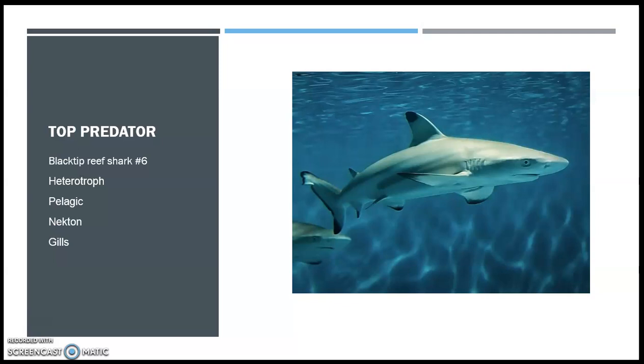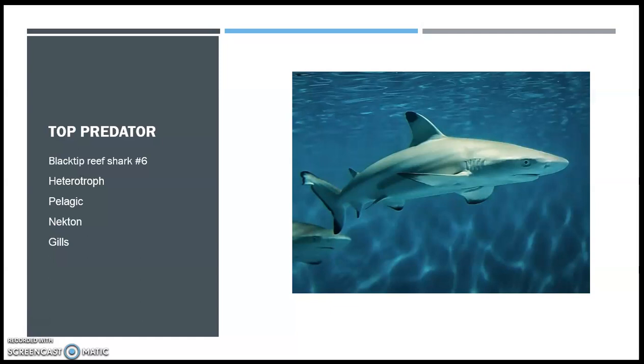Blacktip reef sharks primarily feed on reef fish, but sometimes eat crustaceans, cephalopods, and mollusks. These sharks can grow up to 6 feet long. So I have two different definitions here. For a predator, that's just an animal that hunts other animals.